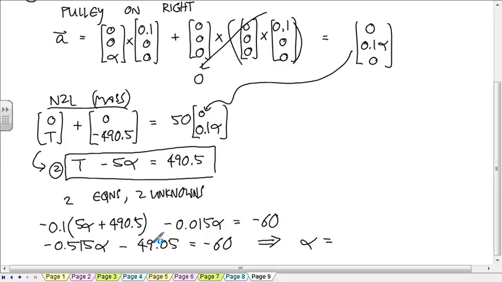So 10.95 divided by 0.515. 21.26? Okay, yeah. 21.26 radians per second squared.